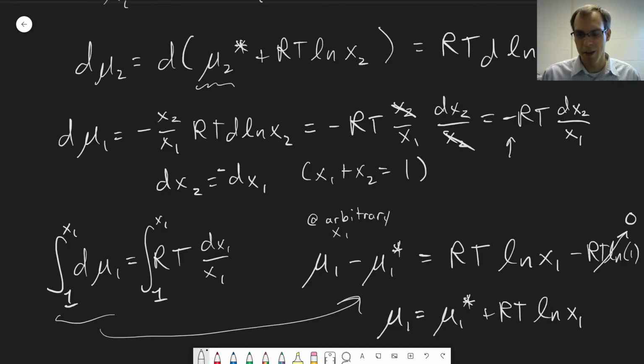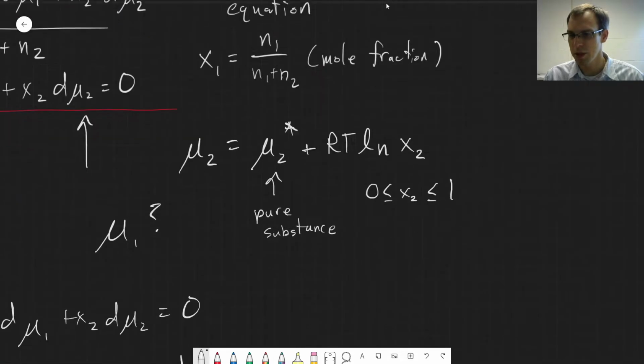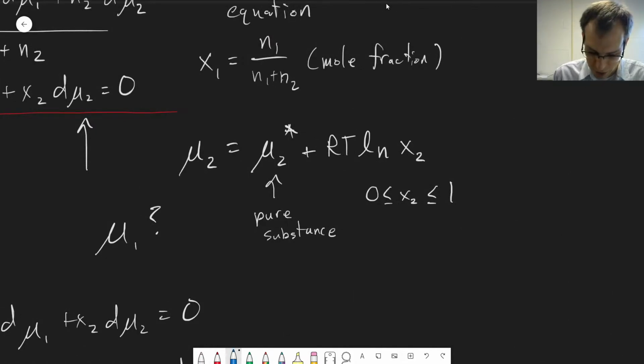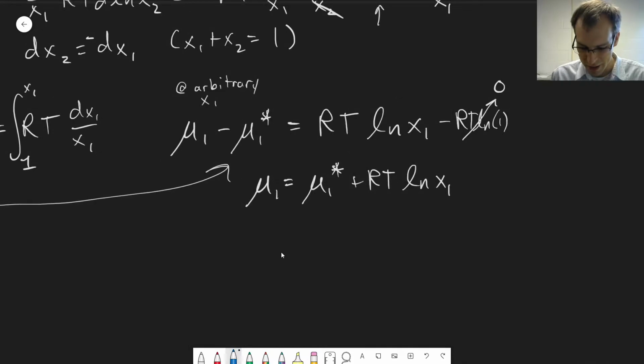What we see here is an equation that matches our original expression for mu2, the chemical potential for component 2, which we said was mu2 equals mu2 star plus RT log x2. That means mu1 has the same functional form as mu2. This isn't an accident. This is a consequence of the Gibbs-Duhem equation. Our two components affect each other equally, that's one way to think of it. So the two components both follow the same functional form for their chemical potentials.